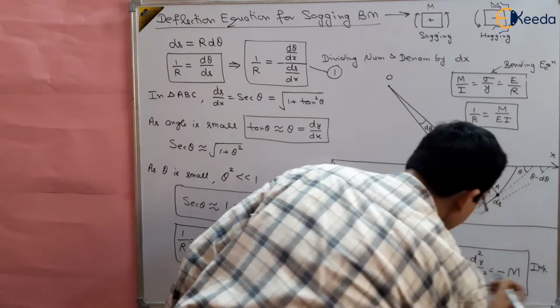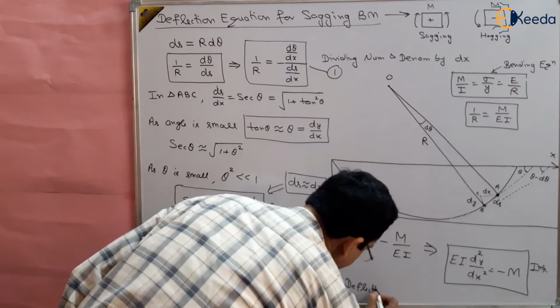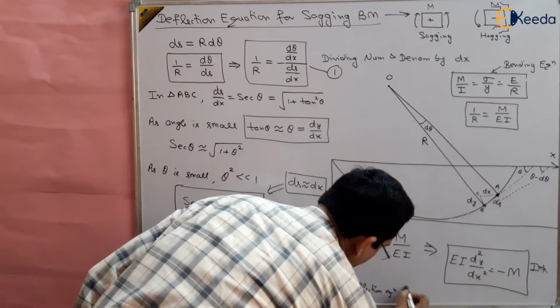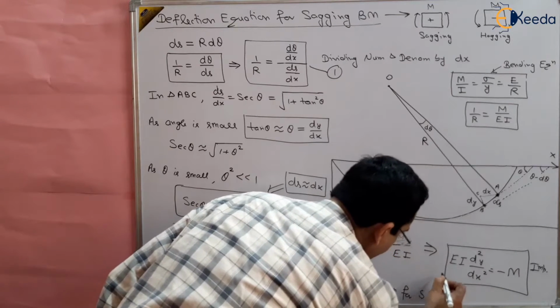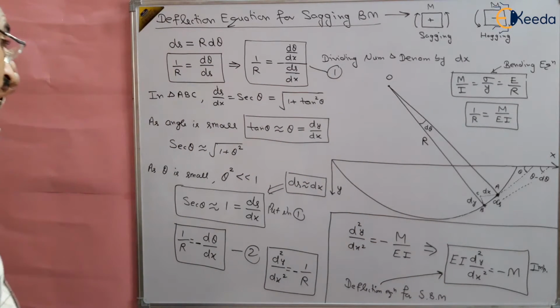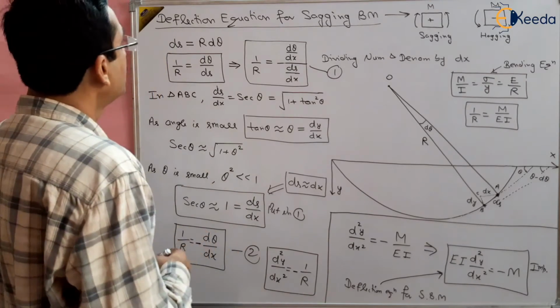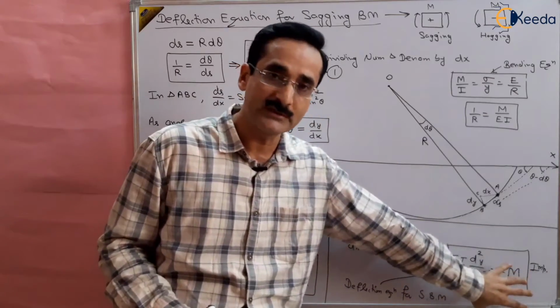You have to remember this. This is the deflection equation for sagging bending moment, right? So this is the deflection equation, right? So what we have done to find this deflection equation, how we have achieved this equation.